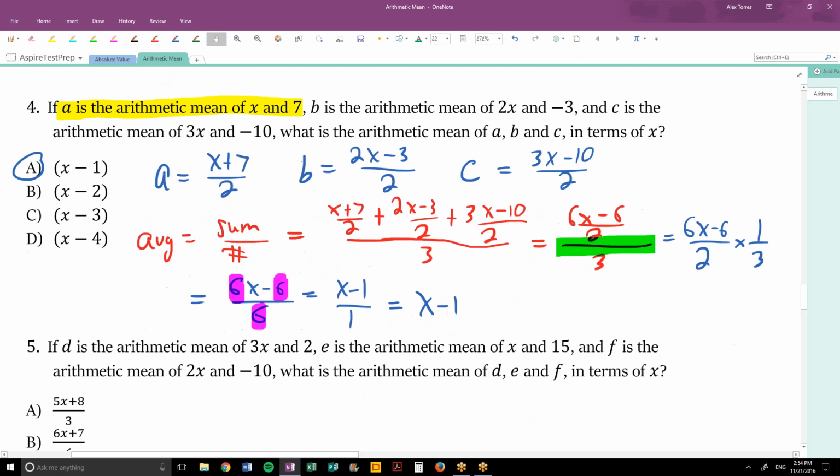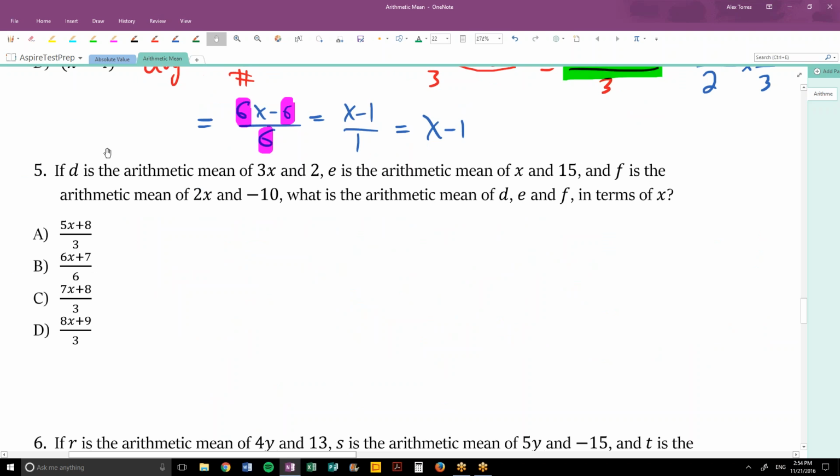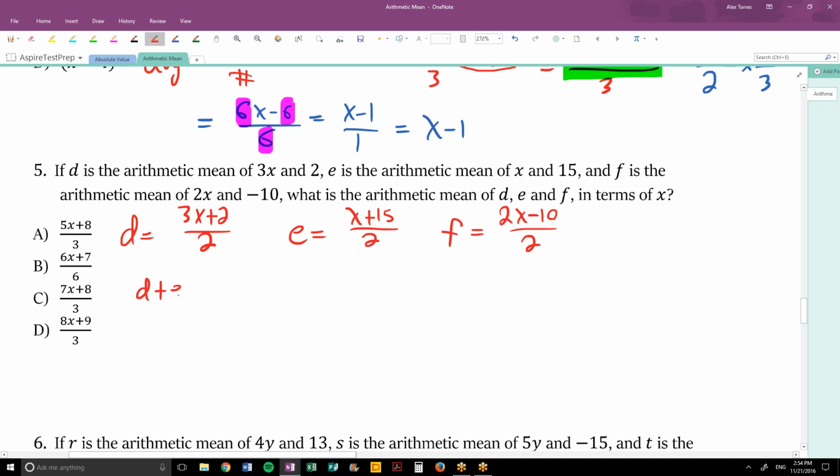Going over to number 5 now, D is the arithmetic mean of 3x and 2. So D equals (3x plus 2) all over 2. E is the arithmetic mean of x and 15, (x plus 15) all over 2. F is the arithmetic mean of 2x and negative 10, (2x minus 10) all over 2. The mean of D, E, and F is going to be D plus E plus F all over 3.